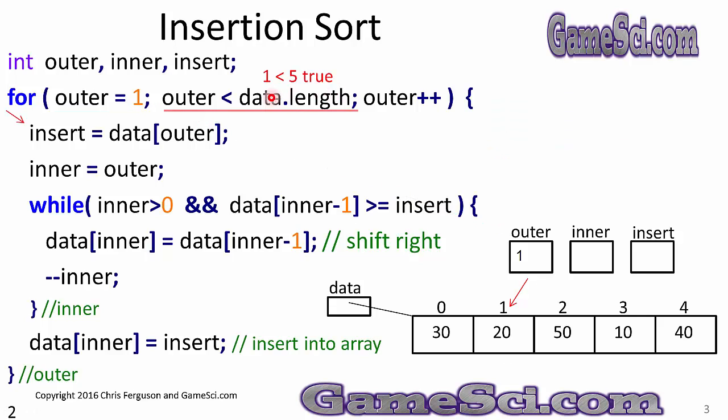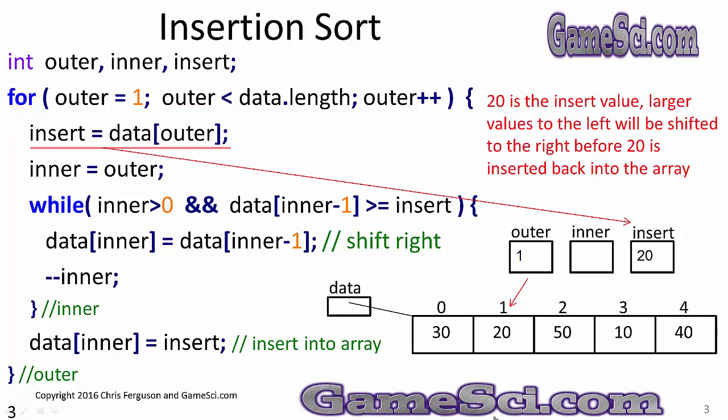1 less than 5 is a true statement. This is a standard for loop here. While this statement is true, we're going to go inside the for loop and execute the code. Insert equals data sub outer. 20 is going to be what's called the insert value. Larger values to the left will be shifted to the right before 20 is inserted back into the array.